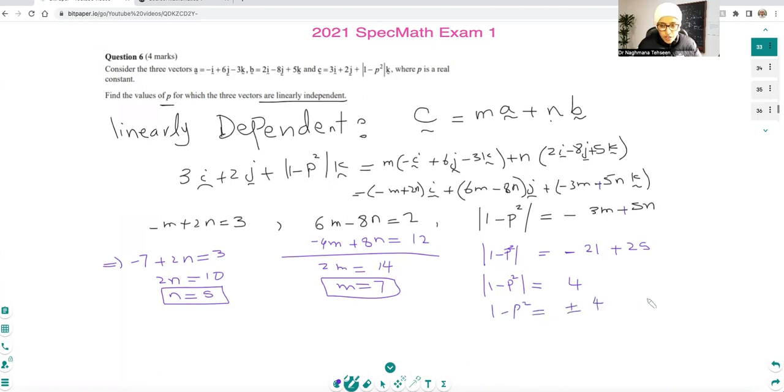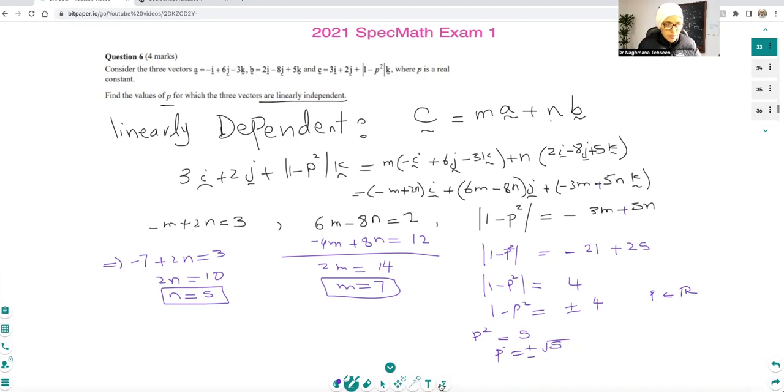And then we say P is in all real numbers, right? So that means P squared is equal to 5, right? P squared can't be a negative value, so we ignore the negative case. So P is equal to plus or minus square root of 5.